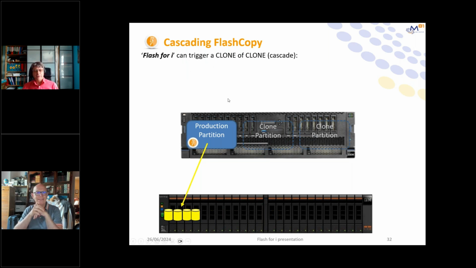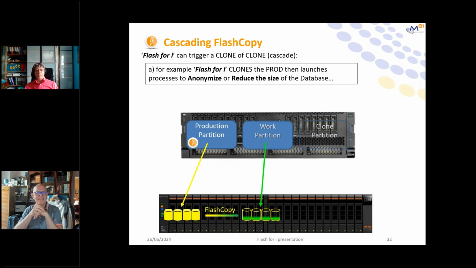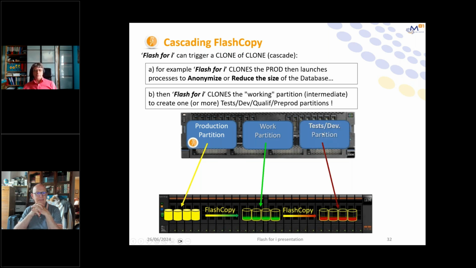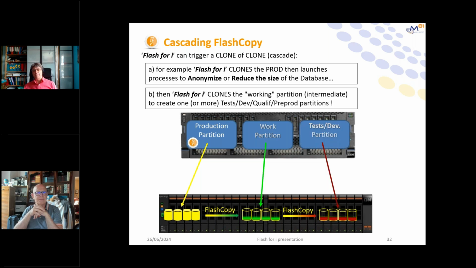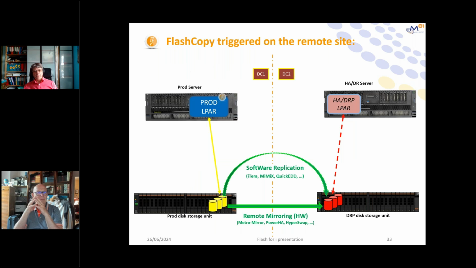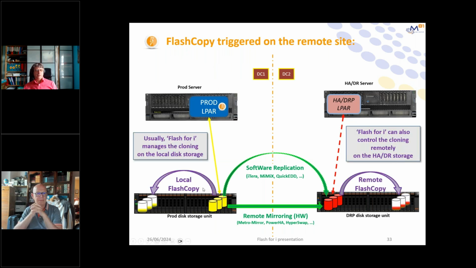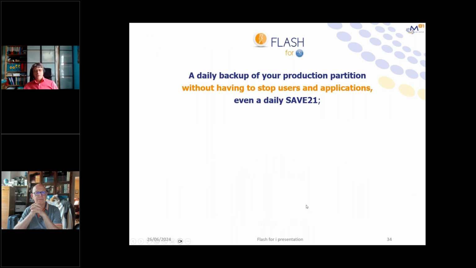So very quickly, it's possible to have cascading flash copy. So you can have a first clone partition where you anonymize the data, and then a real test partition where the developer will work. And if they crash everything, you just have to come back, stop it, and restart it. That's just 20 minutes for the IPL, and that's all. You can make the flash copy on the local site where the production is. If you have a remote copy or a replication, a software replication, the flash copy can be done on the remote disk. Okay, that's it.